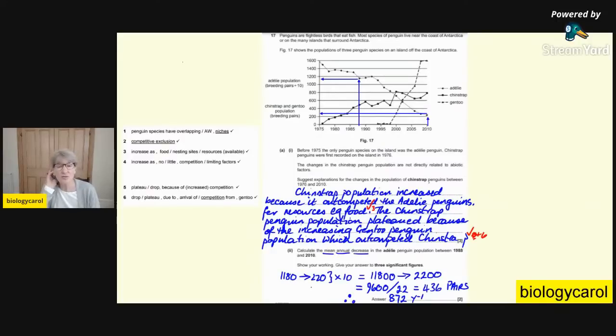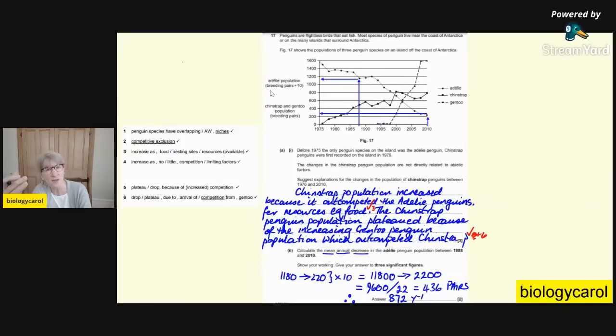1,180 minus 220, and then I looked at the y-axis again, at the label, and it says that these numbers are divided by 10 for the Adelie penguin. I've got to times my answer by 10. And therefore, that equals 9,600. But that decrease has occurred over 22 years. So I'm then down to 436.